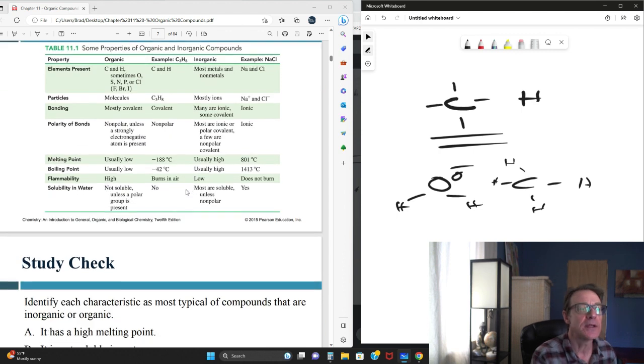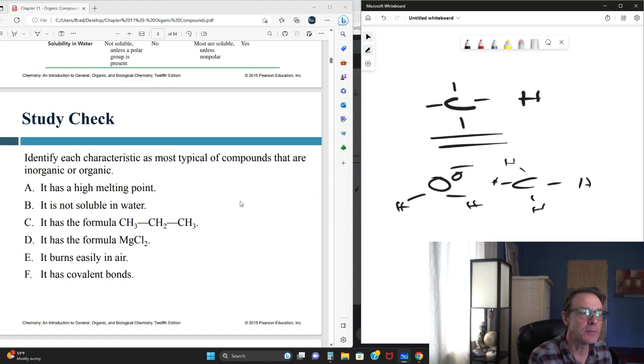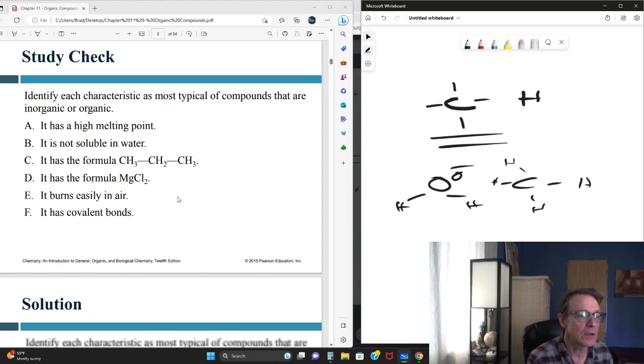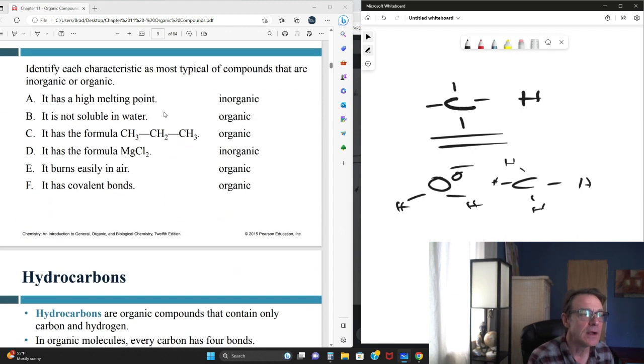And so then you get, because they're stronger, the melting points and boiling points follow along with that bonding. And the solubility, of course, follows from the polarity or non-polarity of the molecules, organic and inorganic. Okay, so there's a little list, and I think I'll just go through that. So if you have a high melting point, you're looking at an inorganic molecule, not soluble, organic.